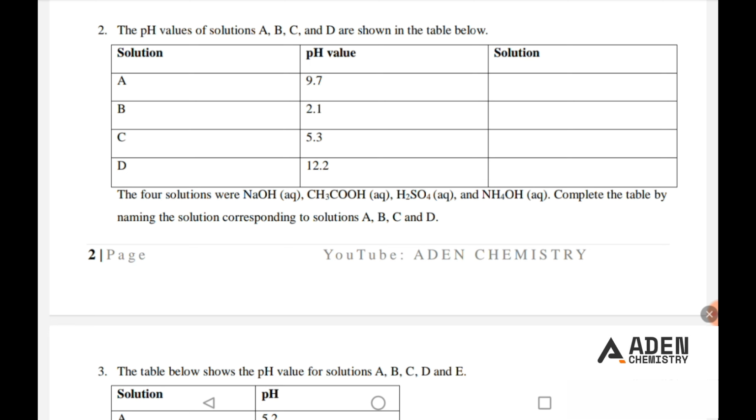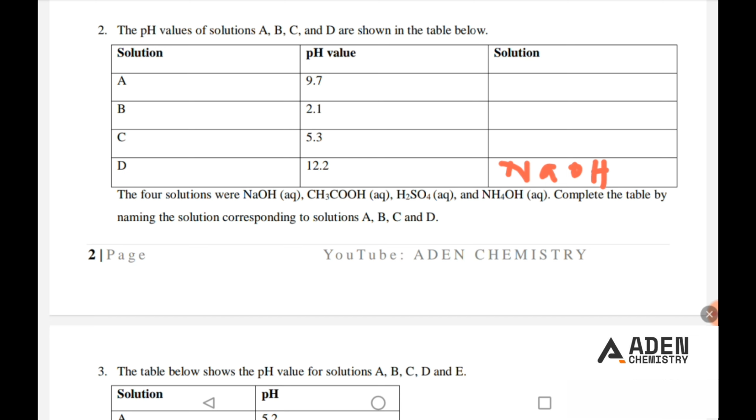So let's start with sodium hydroxide. Sodium hydroxide is a base, a strong base. So when we check the bases here, it will be A and also D, because the pH values are above 7 to 14. So 9.7 and 12.0 are in that range. So which one is stronger again? Because sodium hydroxide is an example of a strong base, it will be solution D. So we are going to write here sodium hydroxide, NaOH.